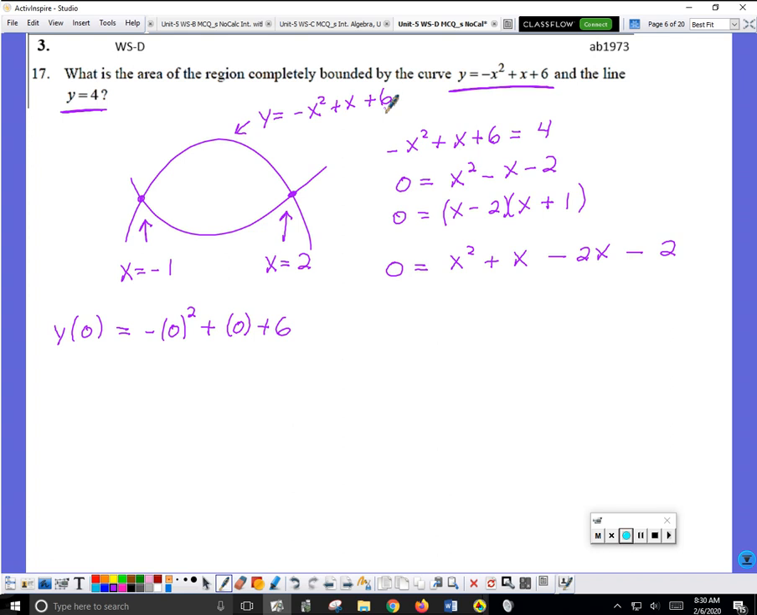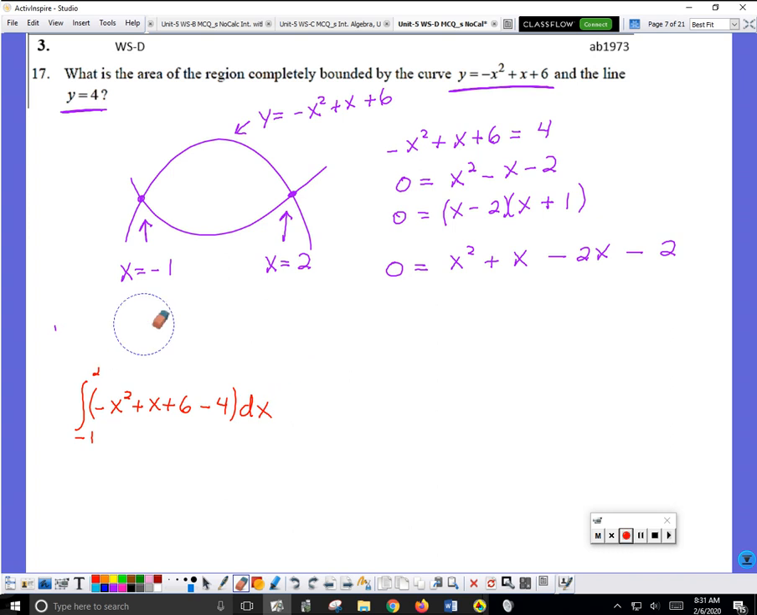So the integral is simply, I'm going to integrate from x equal -1 to x equal 2. The curve on the top is right there. The curve on the bottom is 4. Question? So now I can erase all of that. You would just keep working down the page. I just ran out of room.